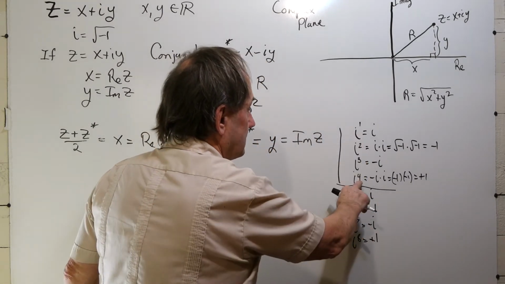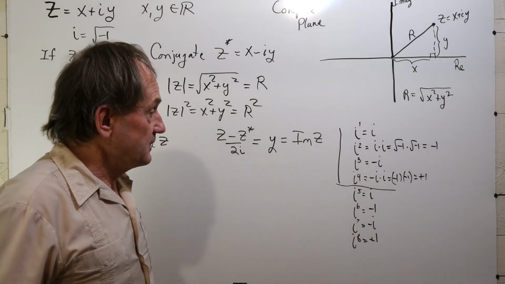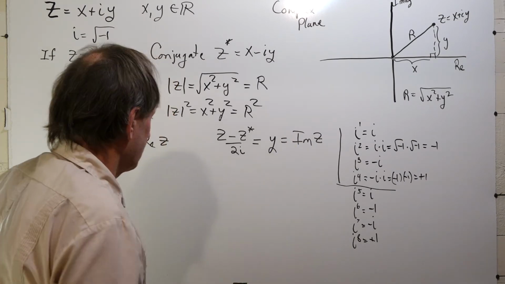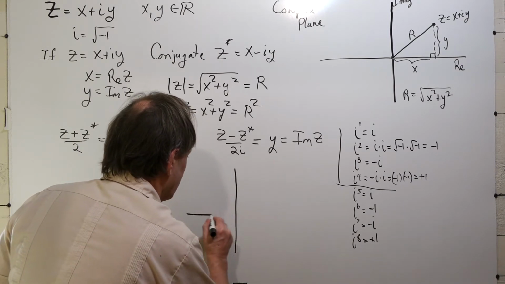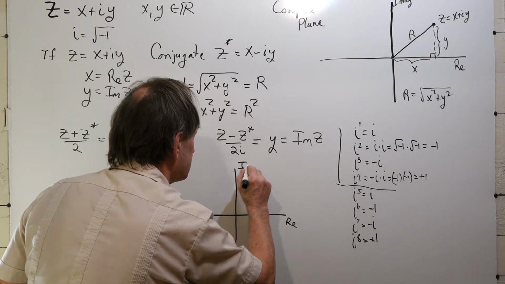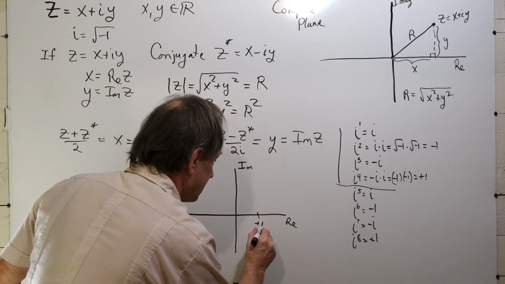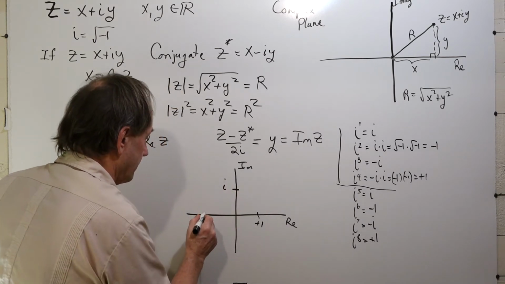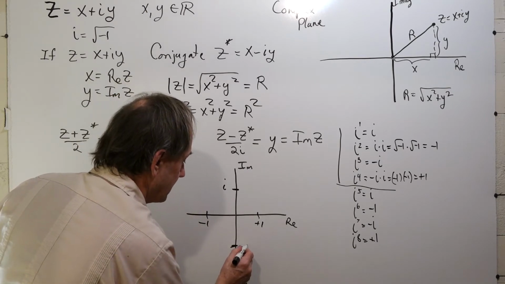After i to the 4th, we end up repeating. Now let's see what happens when we represent powers of i graphically. If we take the complex plane, we have the real axis, the imaginary axis, and let's set off our points. This is plus 1, this is i, this is minus 1, this is minus i.